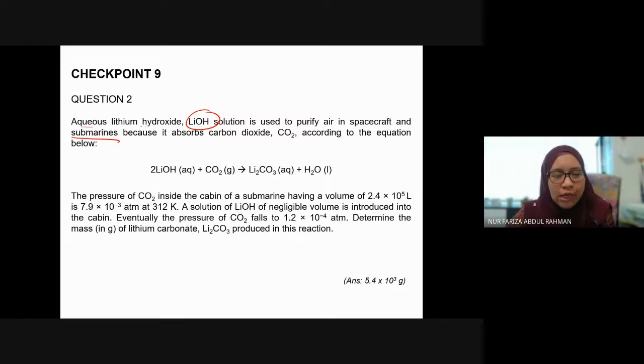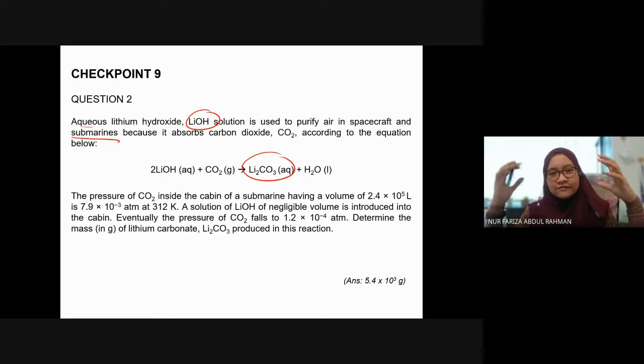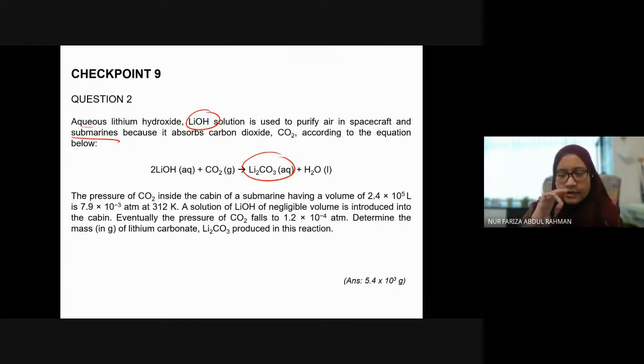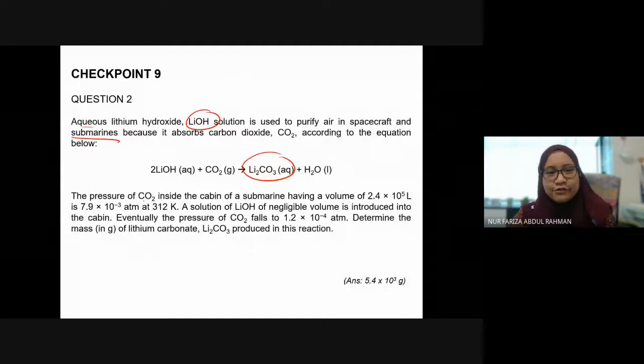So one of the methods is by using lithium hydroxide, because this lithium hydroxide has the ability to absorb the carbon dioxide and then transform carbon dioxide into lithium carbonate. So later the concentration of carbon dioxide in the vessel will be lowered, will be reduced. They must make sure it is below the safe limit. If it exceeds, that is what is dangerous. So, using lithium hydroxide.